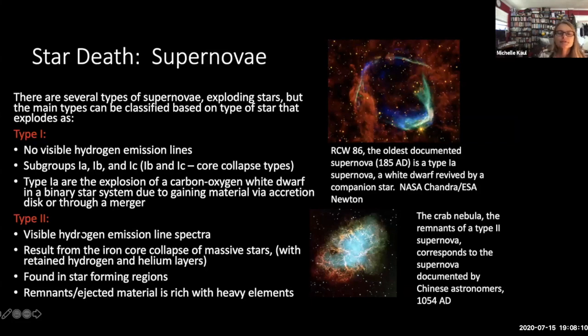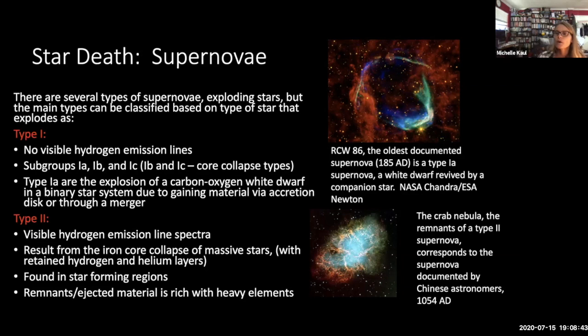Okay. Type 2 are the result of high mass star explosions, right? These have visible hydrogen emission lines, and this is the main way that we distinguish between these 2 types. And they result from the iron core collapse of massive stars. Okay, so massive stars, you know, they push inward, and then there's a huge outward reaction push explosion, which creates a supernova.